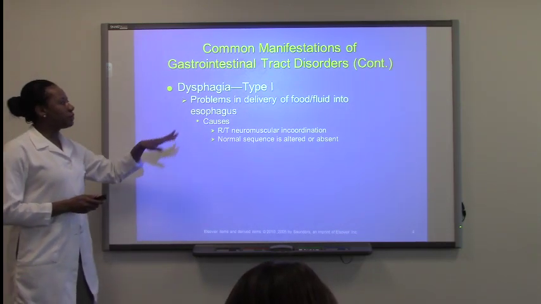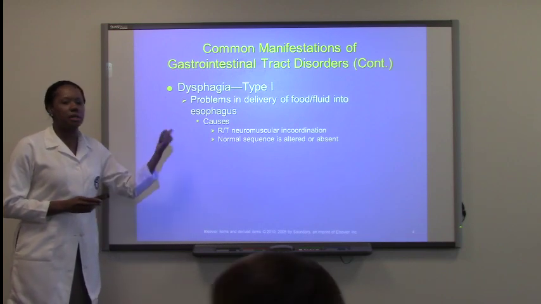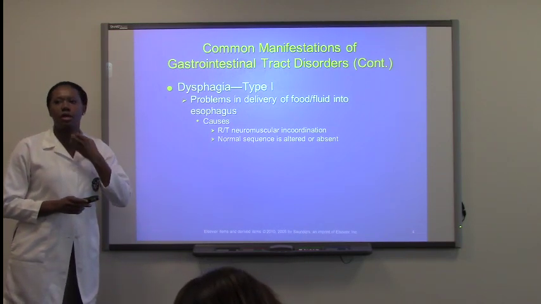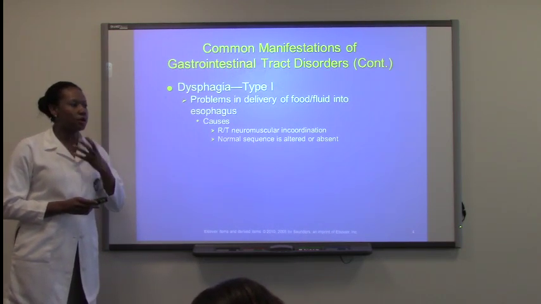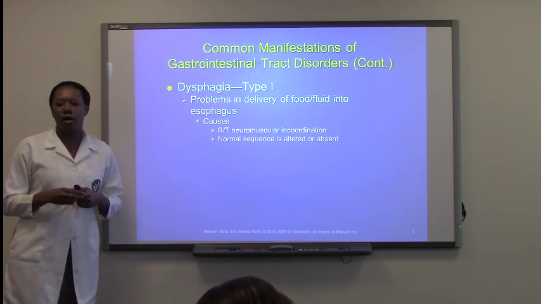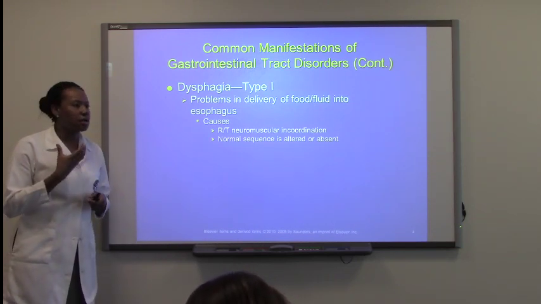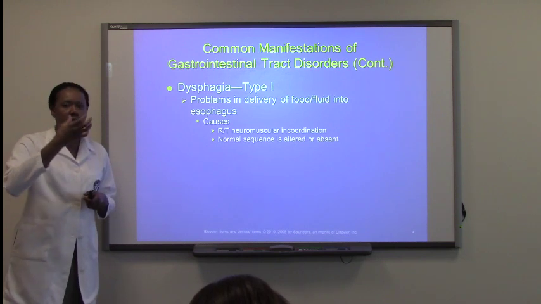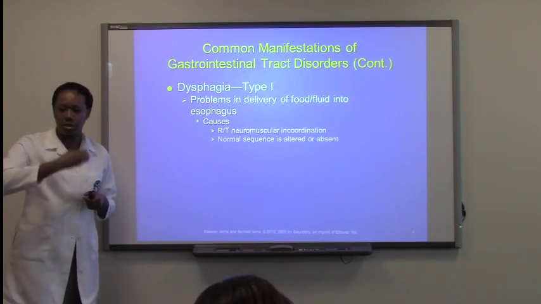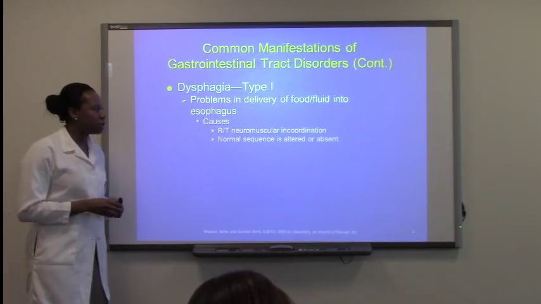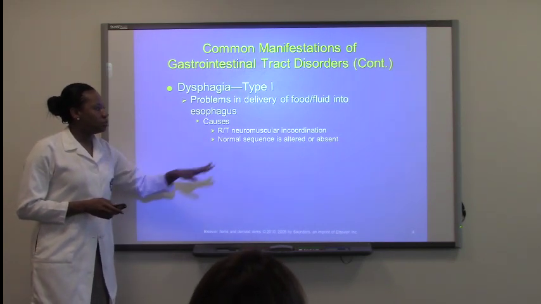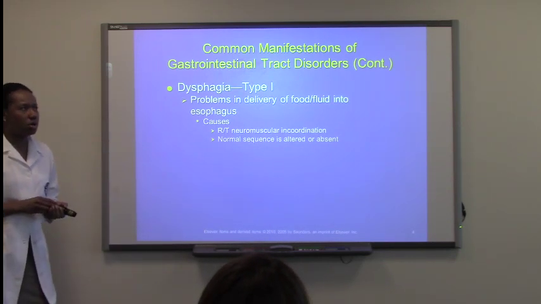So problems with delivering food into the esophagus, this can be caused sometimes if there is a sort of neuromuscular disorder. So say, for example, the nerve innervation is not correct, okay? That will not cause the esophagus to actually pull or cause peristalsis to occur. Or the normal sequence is altered or absent.